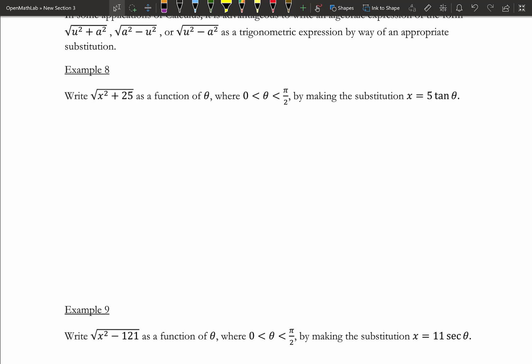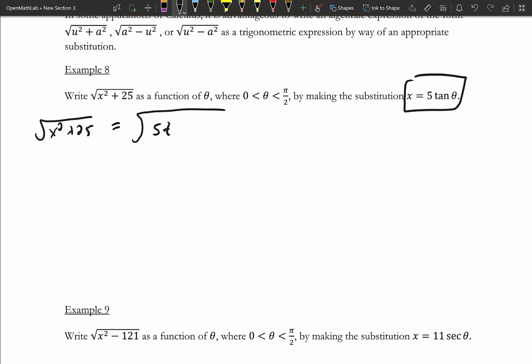So example 8, we want to write the square root of x squared plus 25 as a function of theta, where theta is between 0 and pi over 2, by making the substitution x equals 5 tangent of theta. So we have the square root of x squared plus 25. We're just going to plug this in for x. So this would be equal to the square root of, 5 tangent of theta quantity squared plus 25.